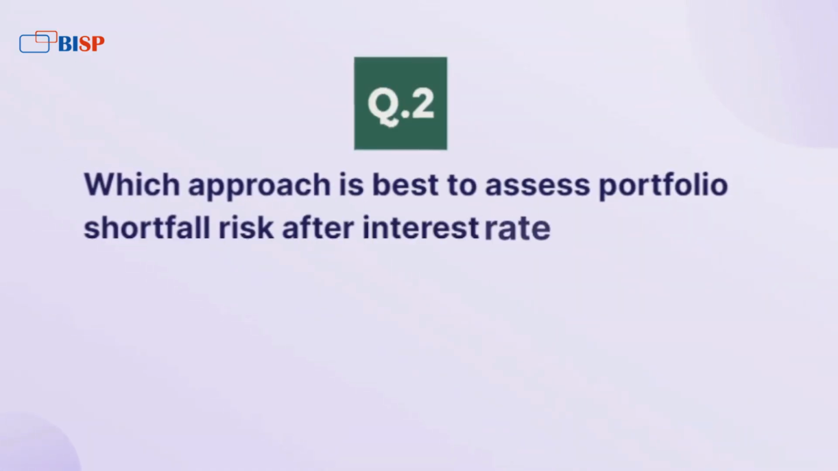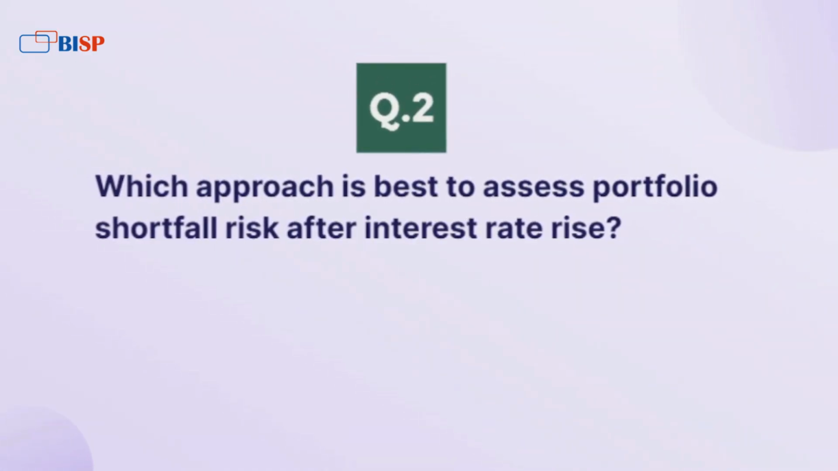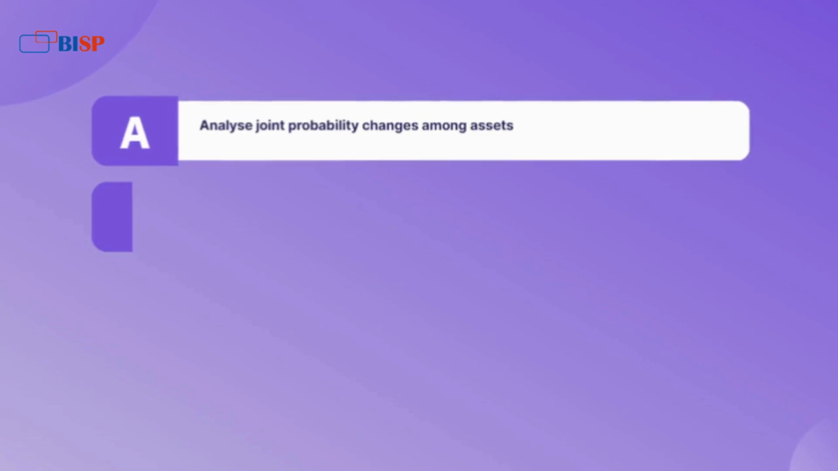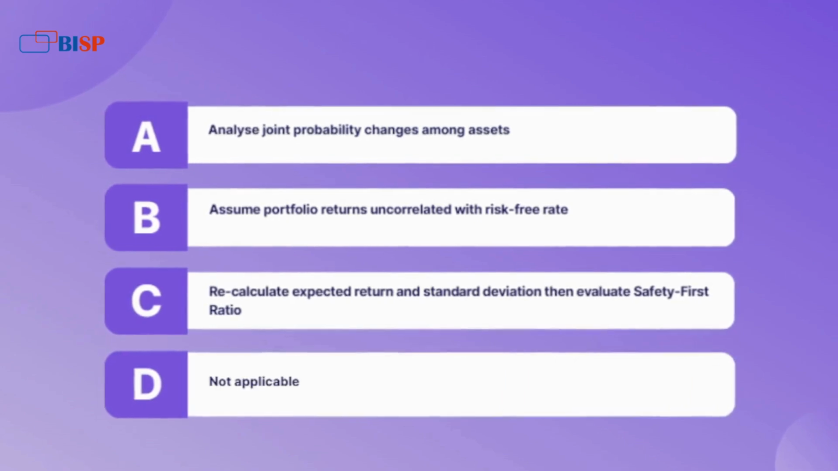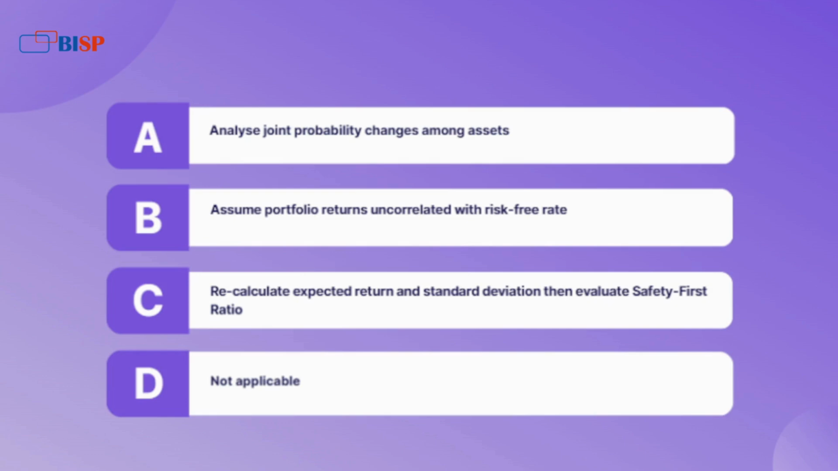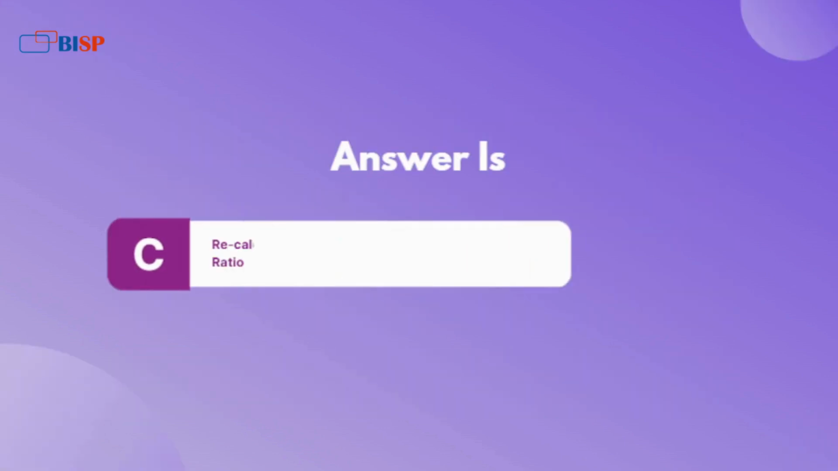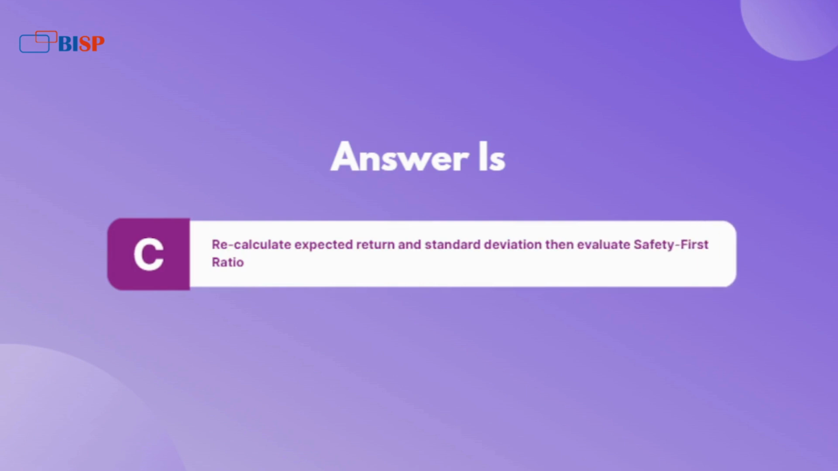Which approach is best to assess portfolio shortfall risk after interest rate rise? A. Analyze joint probability changes among assets. B. Assume portfolio returns uncorrelated with risk-free rate. C. Recalculate expected return and standard deviation, then evaluate safety-first ratio. D. Not applicable. Answer is C. Recalculate expected return and standard deviation, then evaluate safety-first ratio.